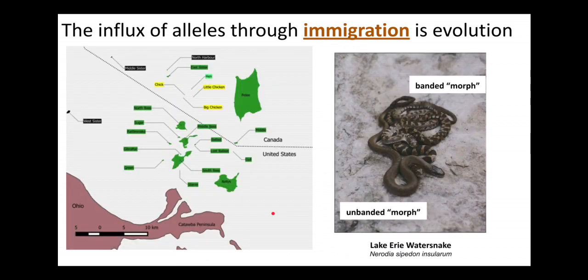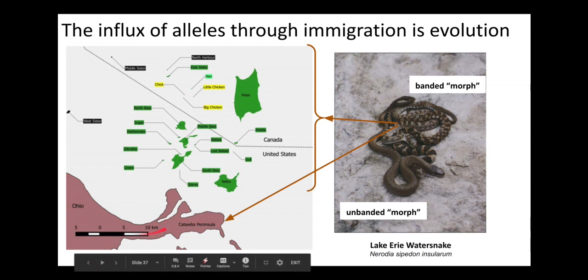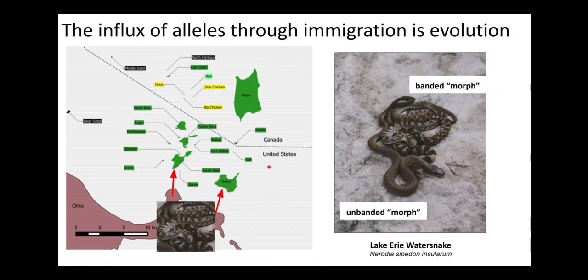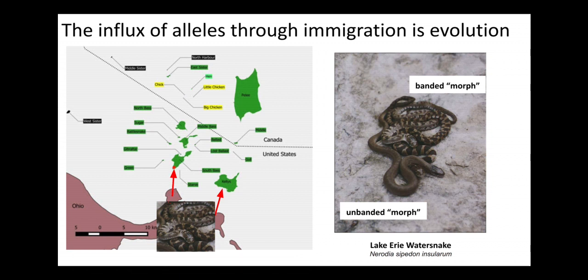Now, they occur in islands off the coast of Ohio or between Ohio and Ontario. The banded morph occurs both on the mainland of Ohio here and also occurs throughout the islands out in Lake Erie. The unbanded morph, that's a consistent brown color, only occurs on the islands. It does not occur on the mainland. The banded morph is a water snake. It can disperse, it can travel through the water, and regularly, individuals from the mainland will swim out to the islands. So there's therefore a mix of the banded and unbanded morphs out on the islands.